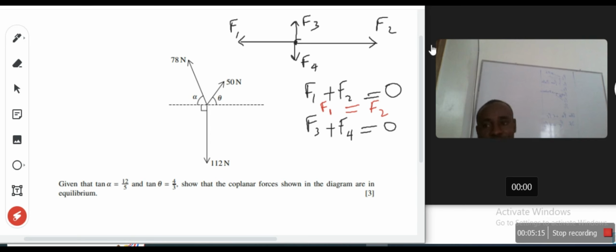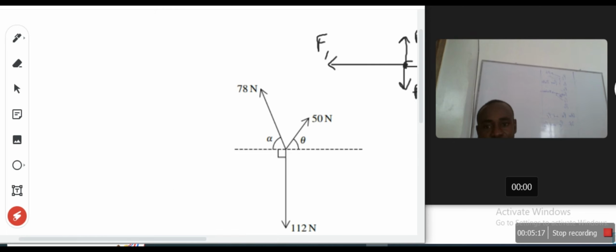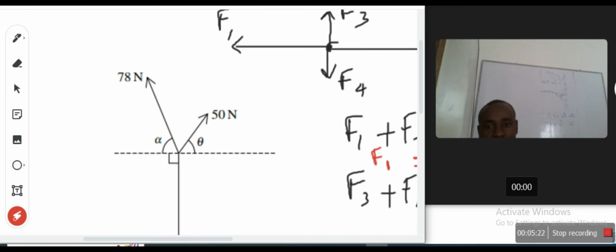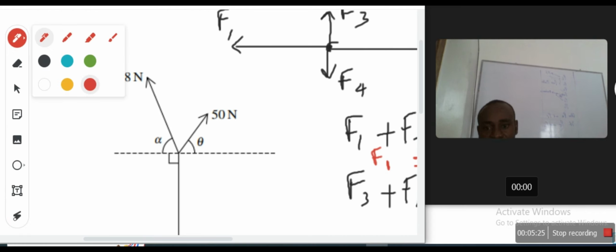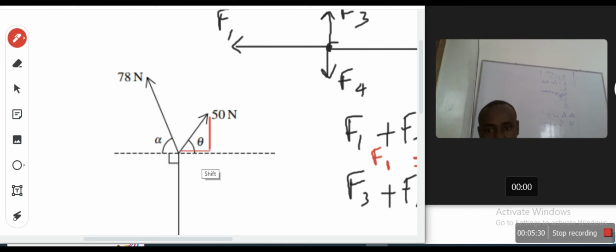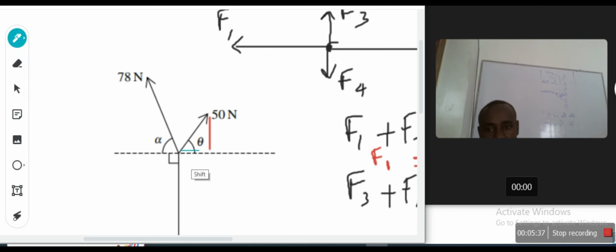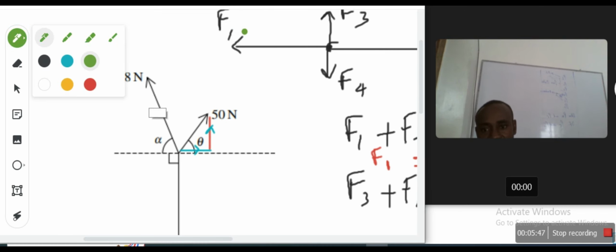So let's resolve. I think I need to zoom this in. Okay, you're seeing it very well, but at your end, you can zoom in as much as possible to see it better. So let me resolve the 50 Newton. The 50 Newton will be resolved like this. And then the 78 Newton, let me use a different color here. Of course, you need to represent their correct directions. That representation of correct direction is important. So I represent this 78 Newton too.